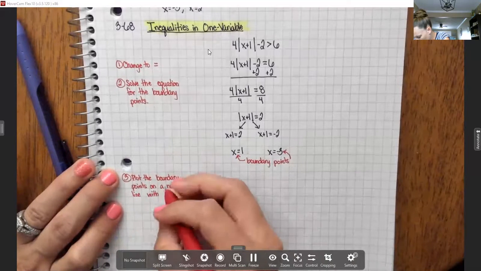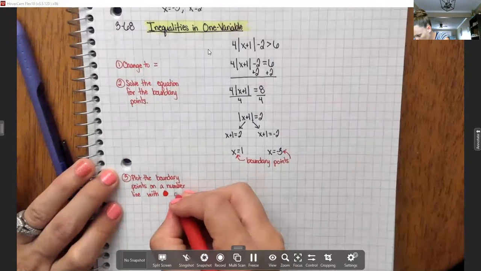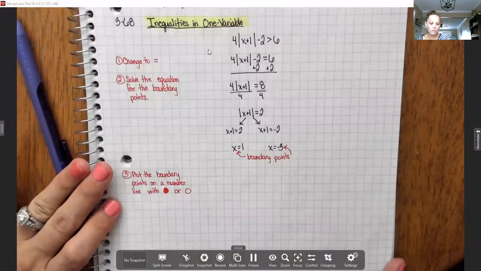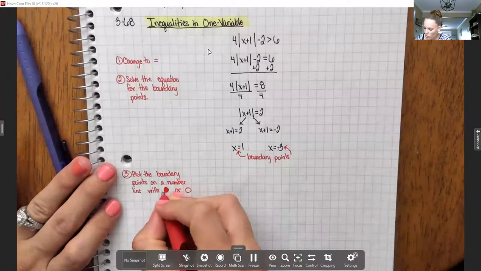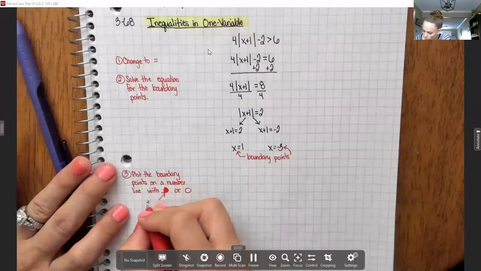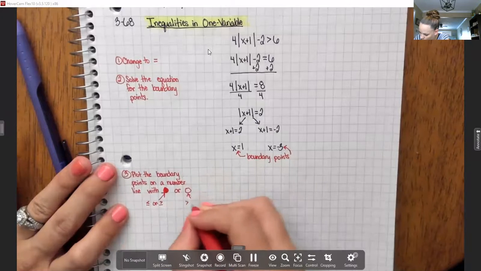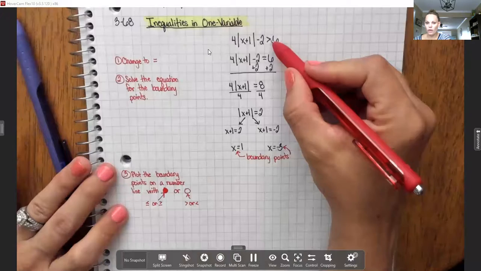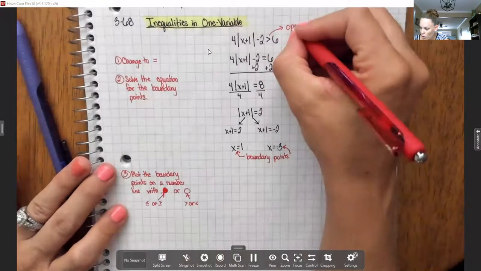With, and then I'm just going to make that closed circle or open circle. Remember, it's closed if it has the or equal to, and it's open if it's less than or greater than. So our original inequality was just a greater than. So this tells us it's going to be an open circle.